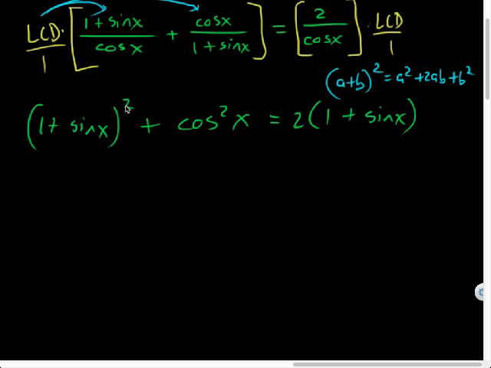If you didn't write it this way, you could have just had 1 plus sine x times 1 plus sine x and just FOILed it normally, and that would have been fine. All right? There's nothing wrong with that. The pattern's just a little bit quicker is all. So let's use the pattern on this. So 1 squared is 1 plus 2 times sine x plus sine squared x.